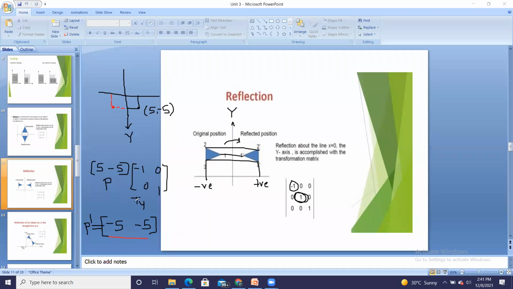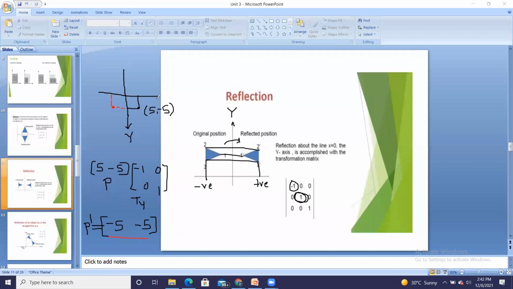Okay. Up to this, is there any difficulty? Reflection along y-axis, all of you are understanding it? Yes. Okay. Girls? Ma'am. Okay. So this is reflection along y-axis.